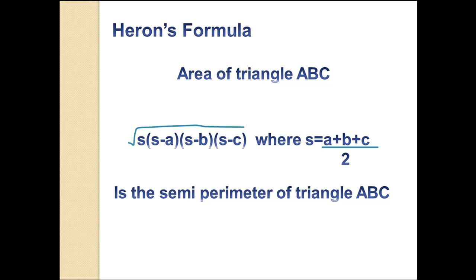Heron's formula. Area of triangle ABC equals root of S into (S minus A) into (S minus B) into (S minus C), where S equal to (A plus B plus C) whole by 2 is the semi-perimeter of triangle ABC. So 2S equal to A plus B plus C.